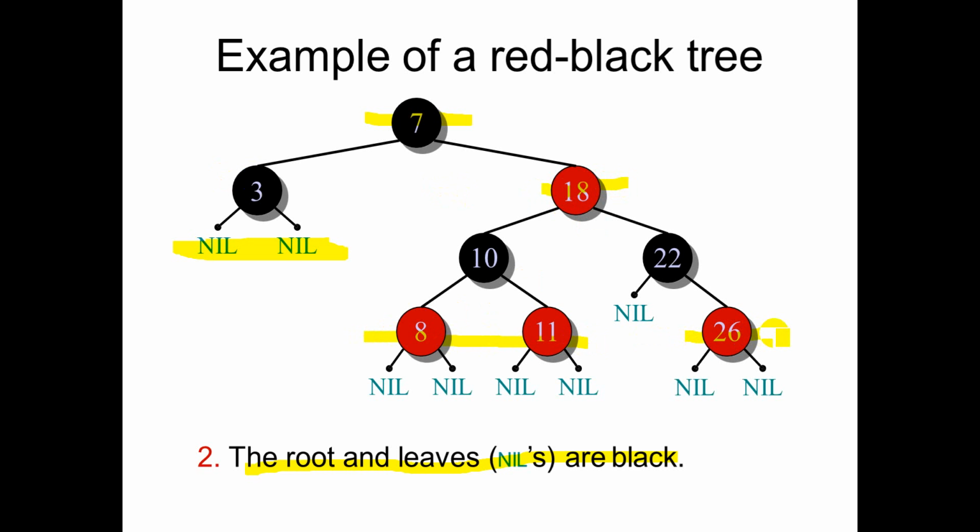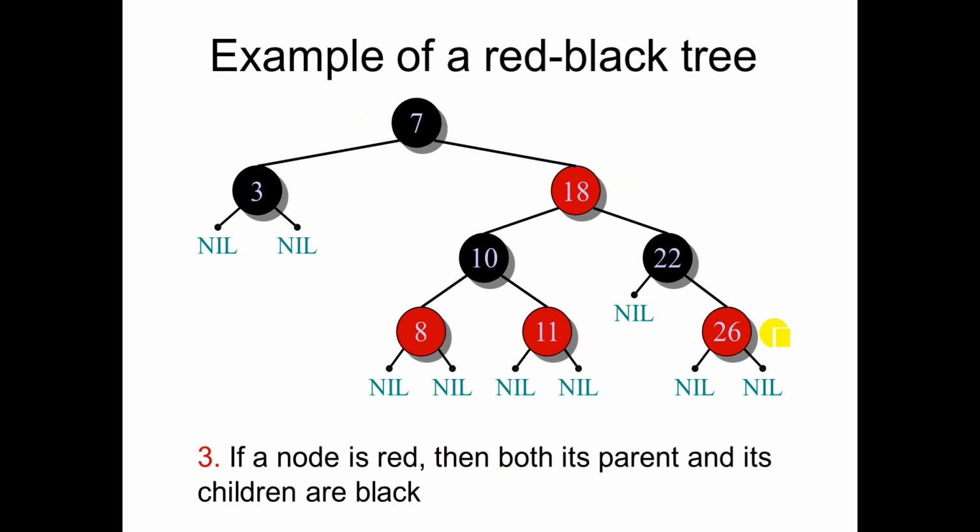Now let us move on to the next slide, that is property 3. If a node is red, we can consider this node, then both its parent, which is 7, and its children are black. These are the two. You can see here it is preserving the property.